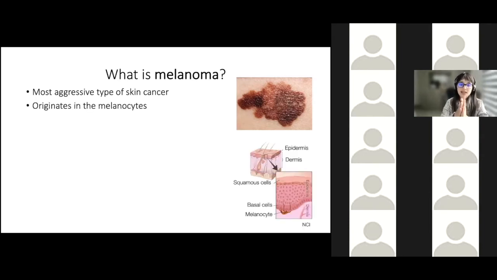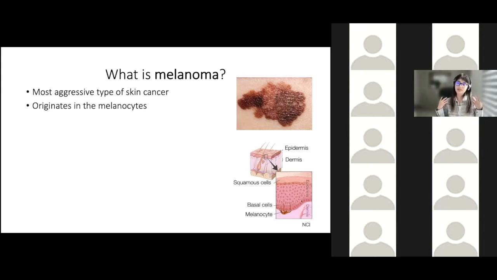Now, its cell of origin is a melanocyte. Many times cancers are named because of the cell that gives origin to them, and in this case it is a melanocyte. The melanocytes live in the basal layer of the epidermis. Here I have a picture of a skin, and if you zoom in at the top, you see the layers, the epidermis, the dermis, and here the melanocytes living at the bottom of the epidermis.